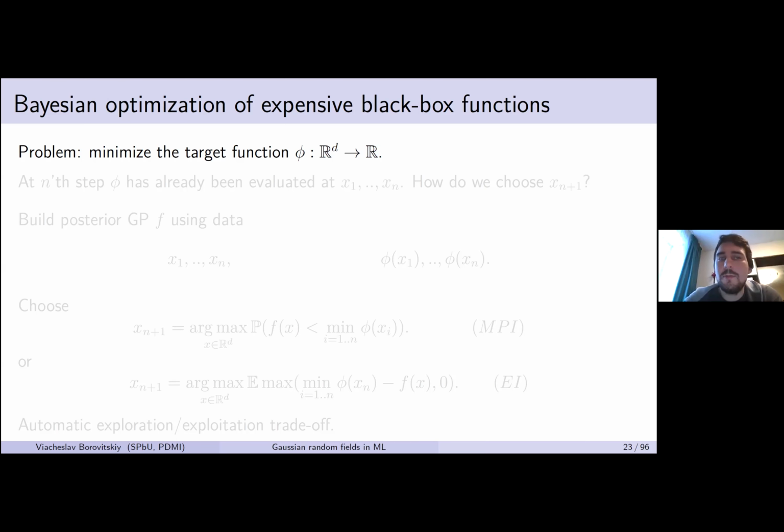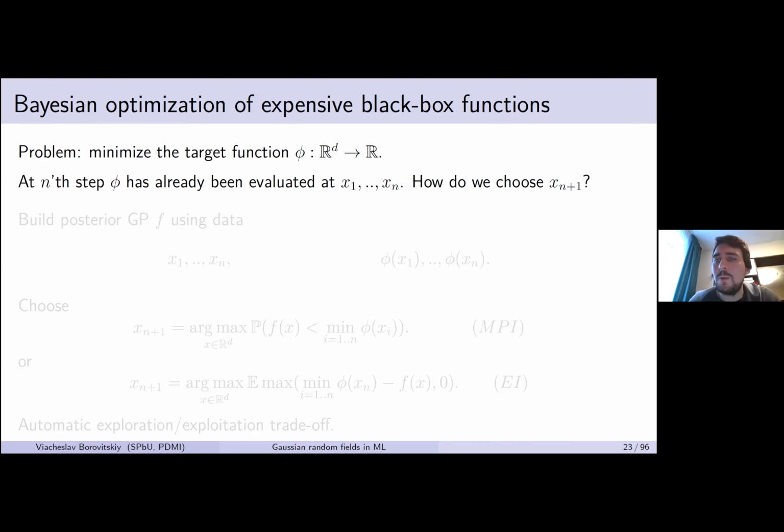So the problem is to minimize some target function phi from R^d to R, and assume that at the nth step we have already evaluated it at points x1 and so on xn. So the question is, how do we choose xn plus 1? This is the very usual optimization setting. So nothing Bayesian or Gaussian processy here yet.